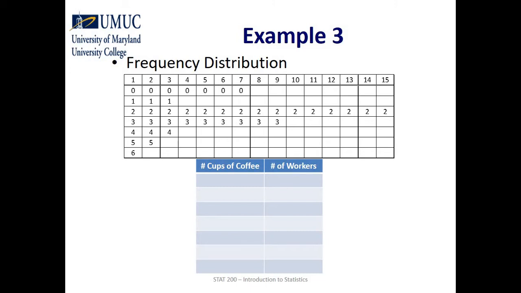So here we have, this is just listing out the information. Here you can see we have 7 people who drink 0 cups of coffee. So we have 0 cups of coffee, 7 people drink that many. 3 people drink 1 cup of coffee. And then all the way out here, 15 people drank 2 cups of coffee. And then 9 people drank 3 cups of coffee.